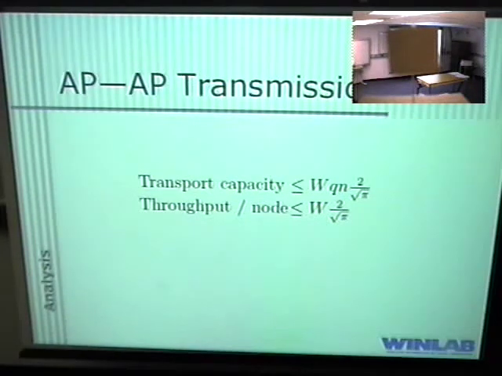Then your throughput per access point to access point is actually constant, this tau, W2 over root pi? That's right. So physically, what would that mean? That means the wired channel between access points has a constant throughput, irrespective of how many access points there are in the system.